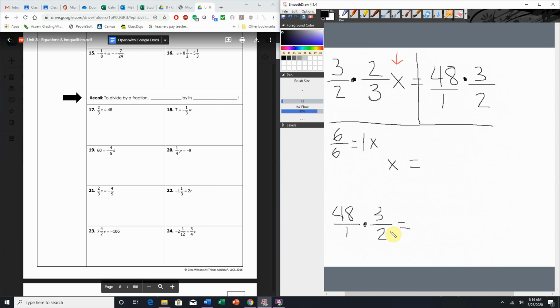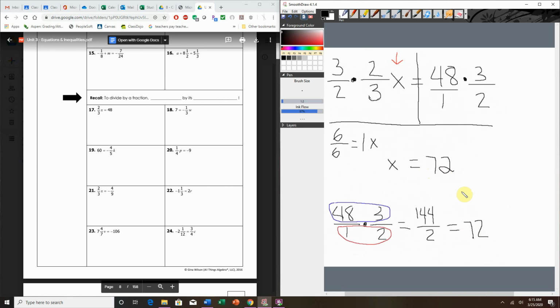Now with multiplying fractions, you remember you just multiply straight across. So we're going to multiply our numerator, and then we're going to multiply our denominator. So 48 times 3 is going to give us 144. 1 times 2 is going to give us 2. And then we know 2 can go into 144 72 times. Okay, so x is going to equal 72.